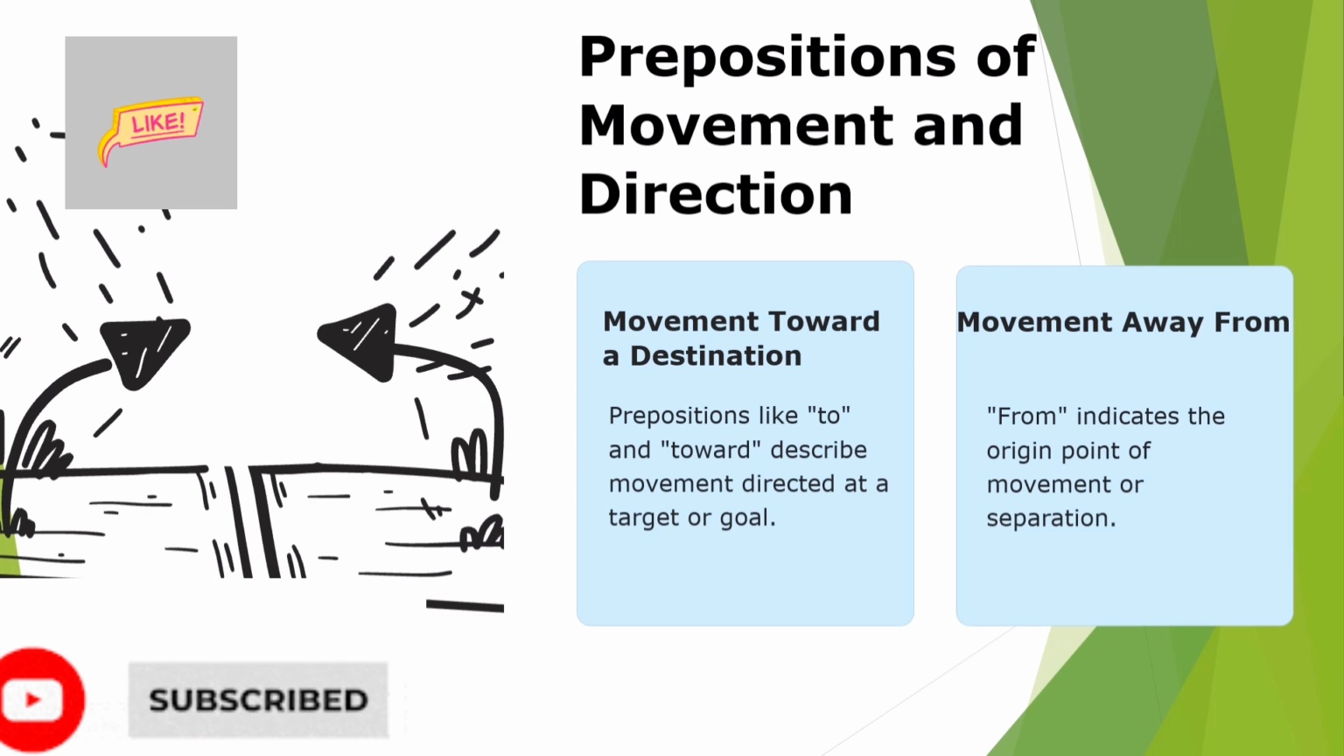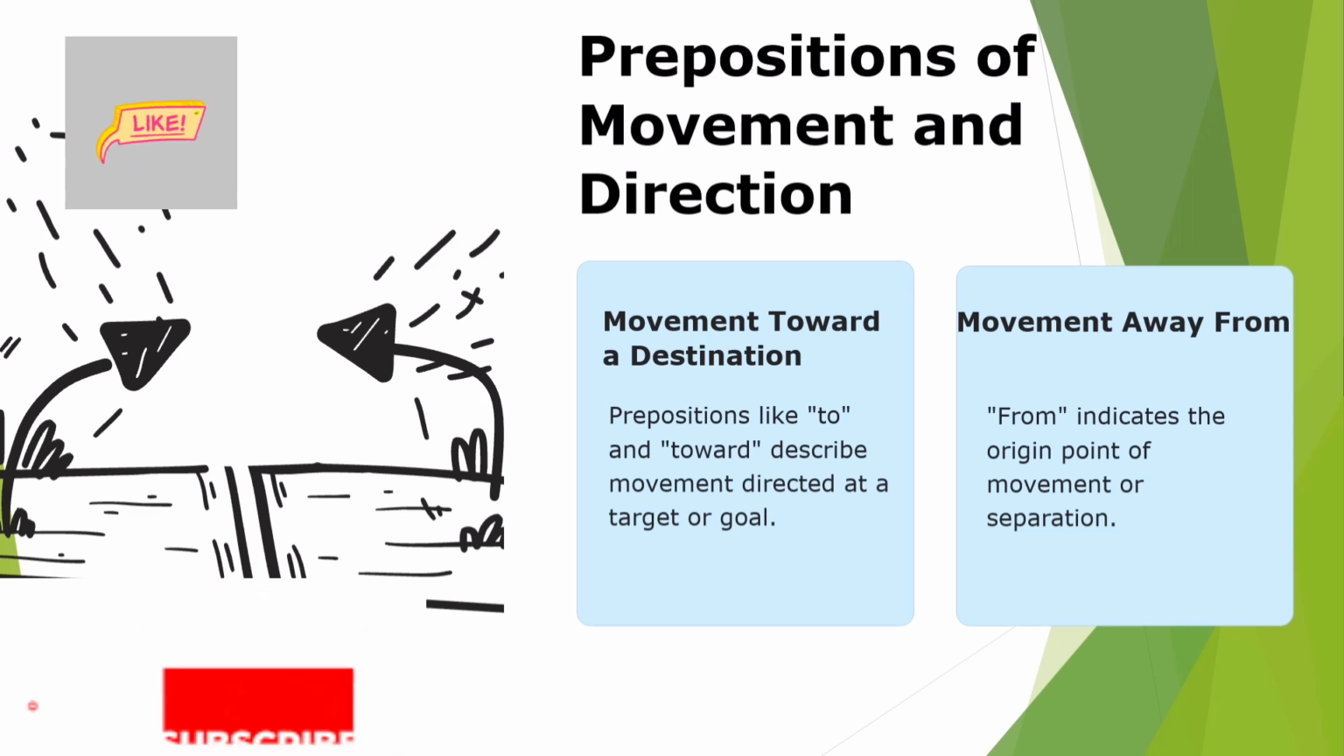Now we can understand through the examples. The boy ran to the bus stop. We moved toward the city. They came from the market. The bird flew off the branch.